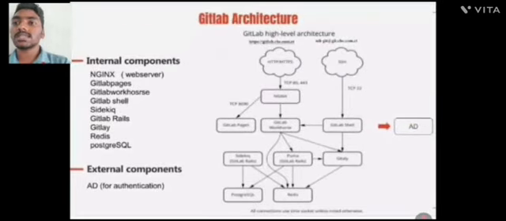So next one is GitLab architecture. Internal components: NGINX, GitLab Pages, GitLab Workhorse, GitLab Shell, Sidekiq, GitLab Rails, Redis, and PostgreSQL. External components: AD for authentication, SSH, and GitLab Pages, GitLab and AD.